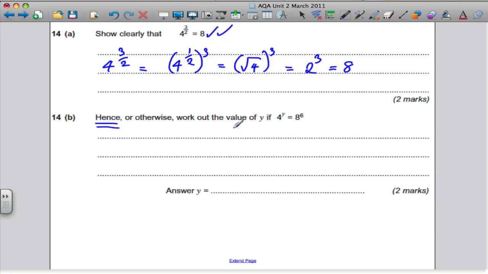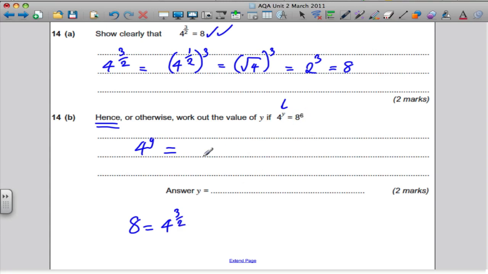It says hence or otherwise work out the value of y in this case here. Now, in order to solve equations with index notation, it's always best to have the base numbers on all sides of the equation the same. So the best base number to choose here would be 4, because there would be a 4 here then, and if we could write 8 as a power of 4, then we would have the 4 as the base on both sides. So keep our 4 to the y as it is on the left hand side. That is equal, well, from part A, you know that 8 is equal to 4 to the 3 over 2.